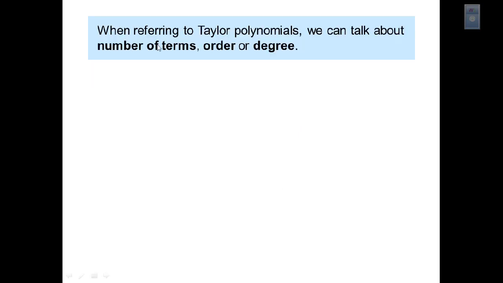Now, when we're referring to Taylor polynomials, we can talk about the number of terms, the order, or the degree. Remember, a Taylor polynomial includes the Maclaurin, so don't think we're excluding Maclaurin. Taylor is the one that gets it for every place, centered anywhere. Maclaurin is a specific type of Taylor polynomial that is centered at 0. So when we say Taylor polynomials, we're including the Maclaurin polynomials as well.